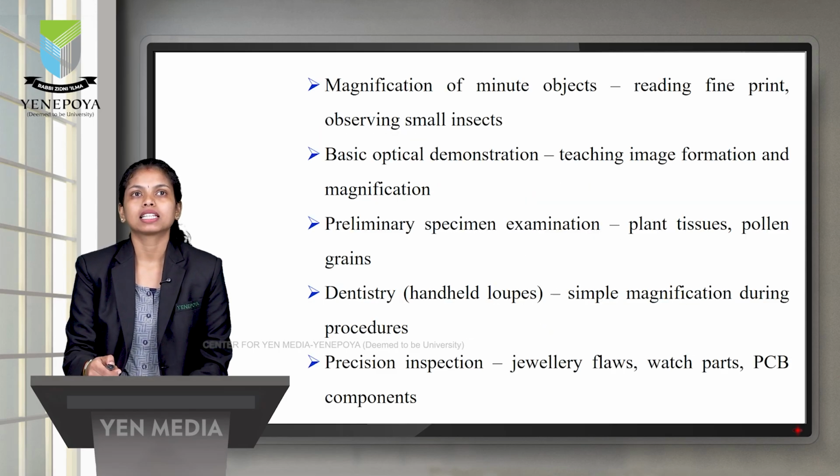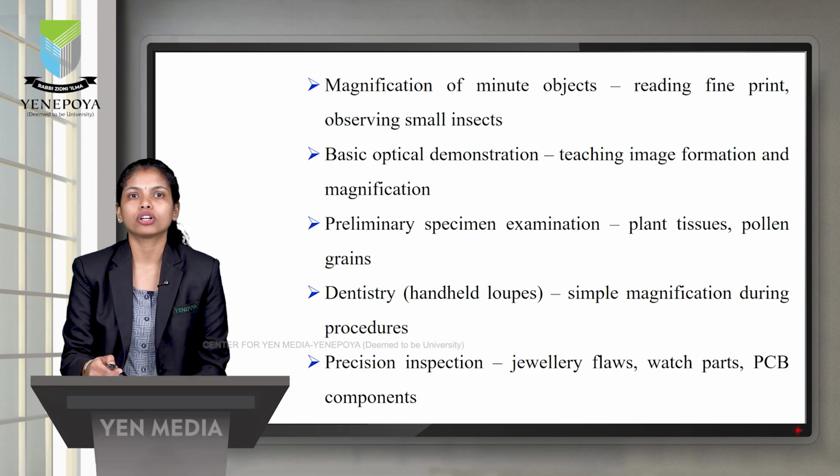Coming to the applications, the simple microscope is used in the magnification of minute objects such as reading fine print, observing small insects and other tiny objects. Basic optical demonstration such as teaching image formation and magnification for the students. It is also used for preliminary specimen examinations of plant tissues, pollen grains and other samples. It is used in dentistry for simple magnification during procedures. It is also used in precision inspection such as to find flaws in jewelry, watch parts and PCB components, etc.